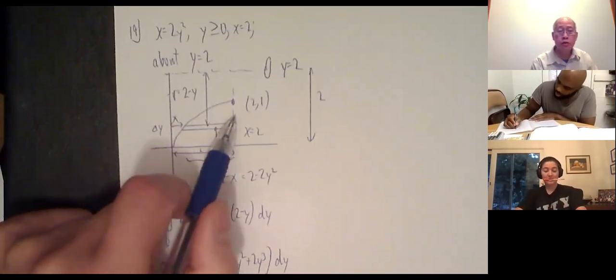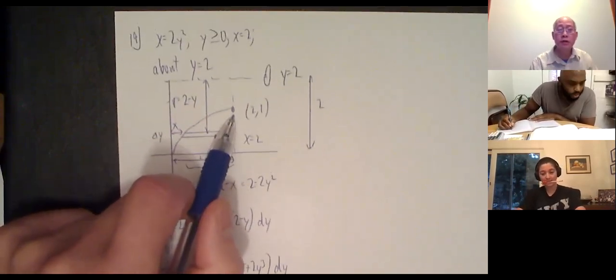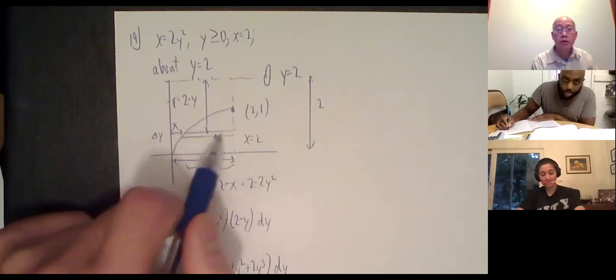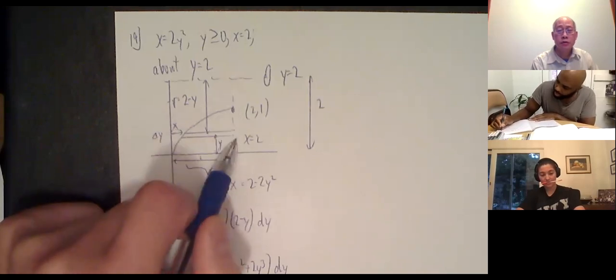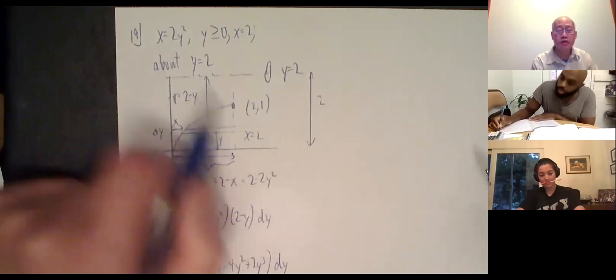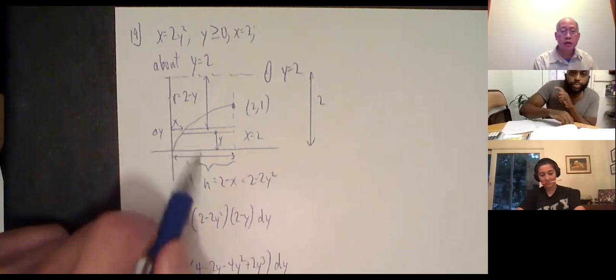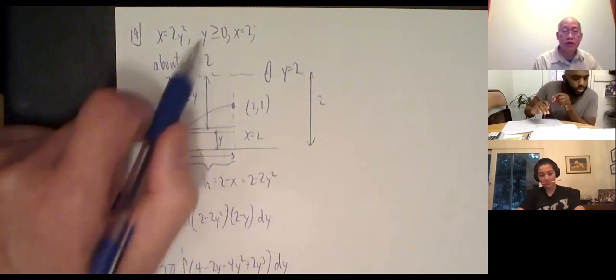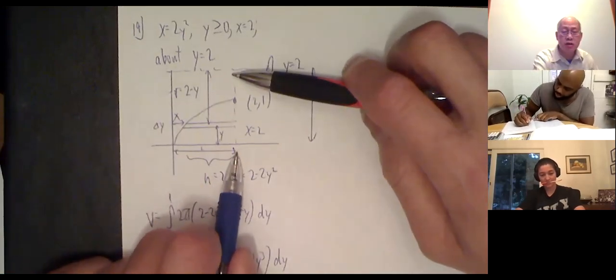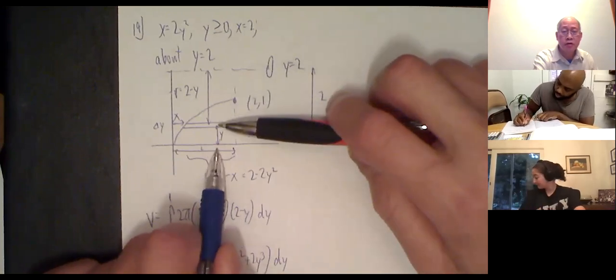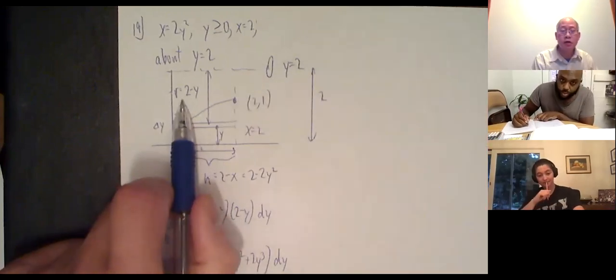Okay, so this is the point (2, 1). x equals 2 is right here. If I plug in 2, that means y is 1. Okay, slice like so. All right, so if I'm spinning it way up here, this is my radius. How do I find the radius? The distance from here to here is 2. The distance from here to here is y. Therefore, this is r equals 2 minus y. So that's the radius.